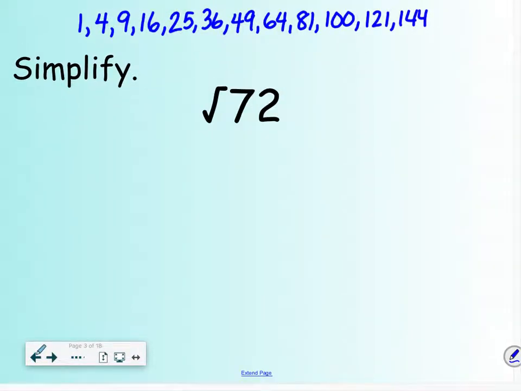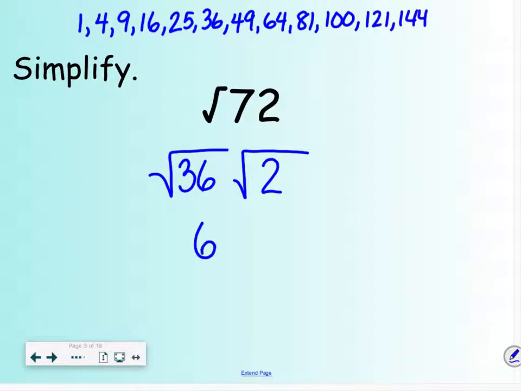Problem number 2 is the square root of 72. The largest perfect square factor of 72 is 36. 36 times 2 is 72. The square root of 36 is 6, so in simplest form, the square root of 72 is 6 times the square root of 2.